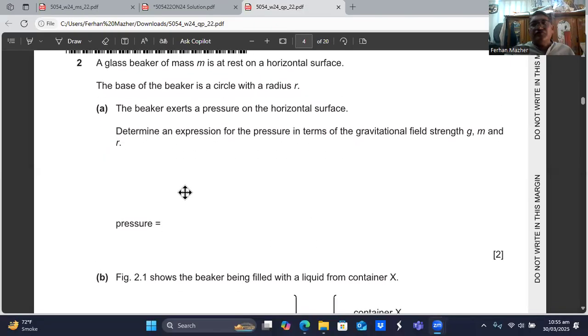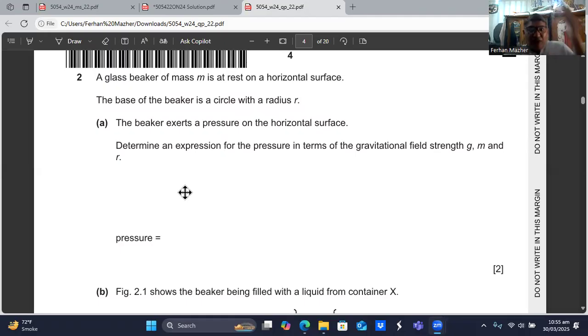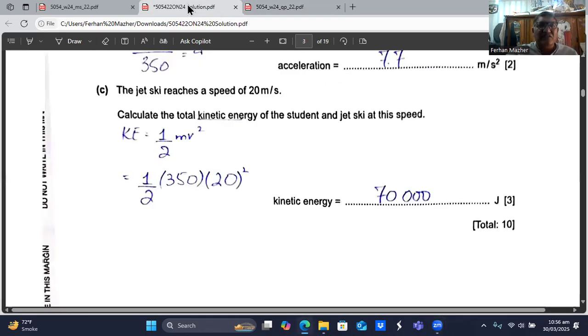So we have to find out the pressure in terms of g, m, and r. Because the base of the beaker is in the form of a circle, its area is pi r squared, and the weight of the beaker is mg. Pressure is force divided by the contact area, so the pressure will be weight divided by contact area. So it will be mg divided by pi r squared. It's a 2 marks question.